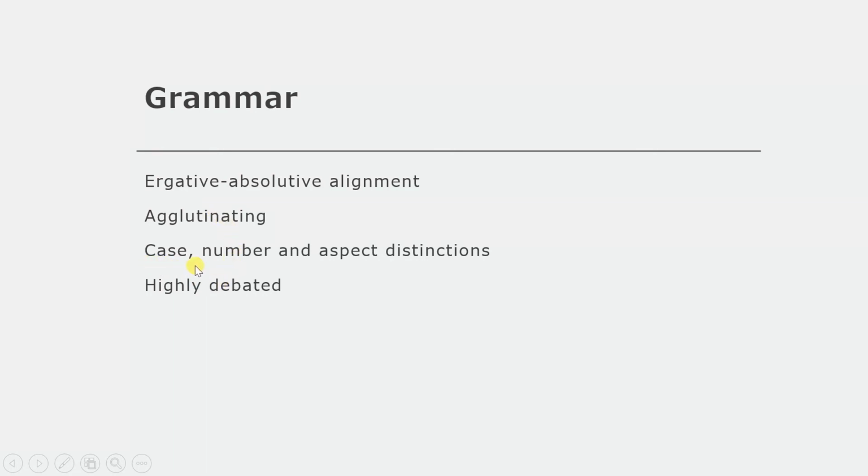It marks case, so ergative, absolutive, but also genitive, so it marks whether a noun is being used for possession, or dative, whether it's the recipient of or direction towards something toward which an action is occurring, and we'll go over that a little bit more later. It marks number for singular and plural, and aspectual distinctions on verbs like doing something versus did something. I was doing something versus I did it. That would be an aspectual distinction.